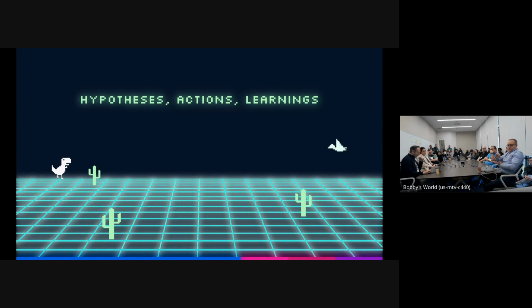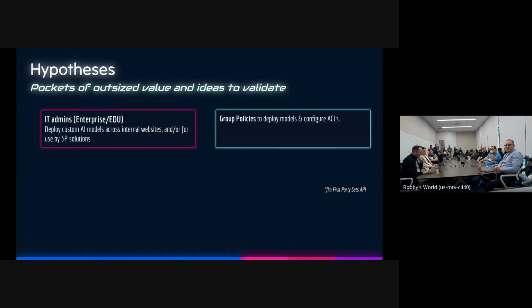All right. So I have a bunch of hypotheses and some actions that we are taking, and I want to share a few things that I've learned so far, just to inform the discussion. In terms of pockets of outsized value, things to test out, I have a couple. The first one is this idea that maybe for IT admins in an enterprise or education context, there might be a need for deploying AI models across origins, especially across internal websites, or maybe for third-party solutions like Concur, SAP, Salesforce, the tools that people use within those organizations.